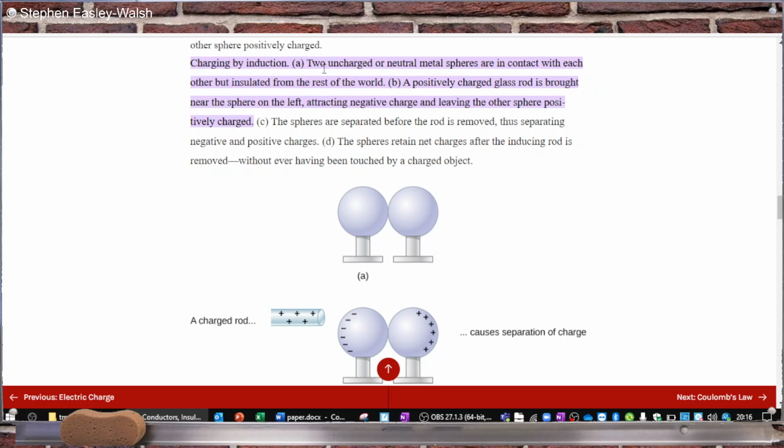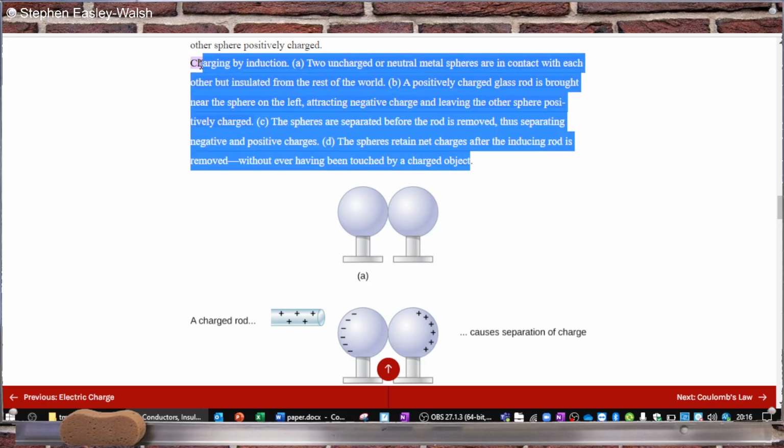So it explains, two uncharged or neutral metal spheres are in contact with each other but insulated from the rest of the world. A positive charged glass rod is brought near the sphere on the left, attracting negative charges and leaving the other sphere positively charged. The spheres are separated before the rod is removed, thus separating negative and positive charge. And then the spheres retain net charge after the inducing rod is removed.